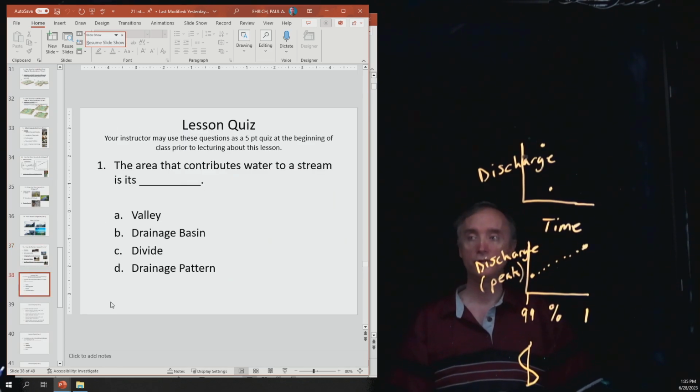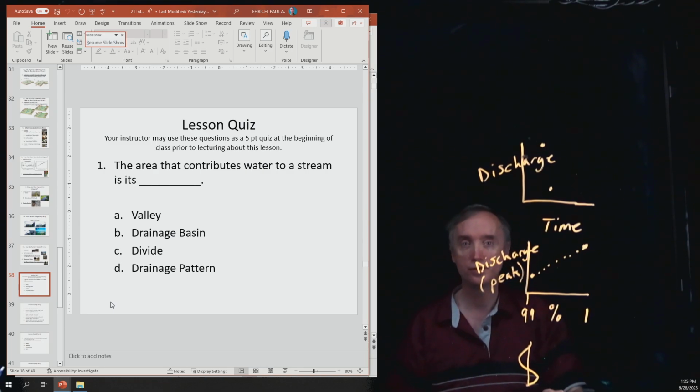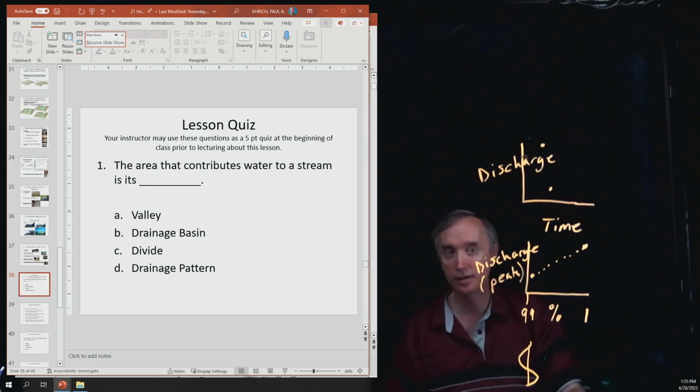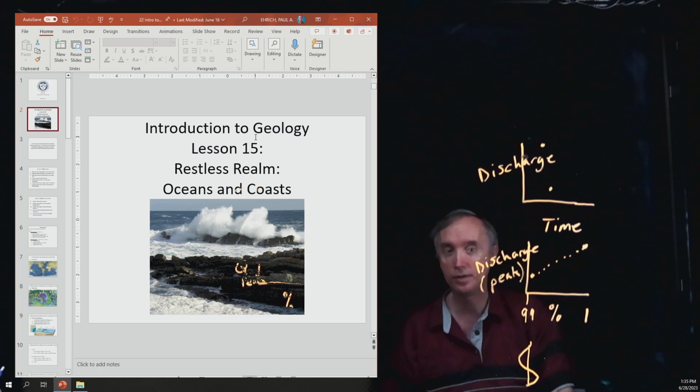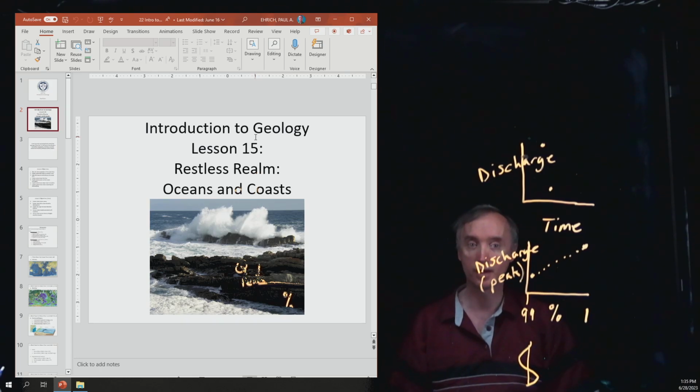Alright, so that concludes our discussion of rivers. So stay tuned, because our next topic is going to be on coastlines. I'll see you in just a moment.